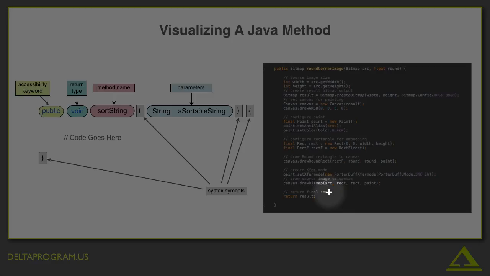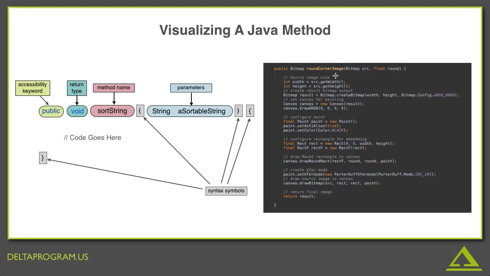The parentheses here and here are most helpful in telling us where to look for the method name. And as we can see, the method name comes before, and is in this case, roundCornerImage. So when you refer to this method elsewhere in the code, you should expect to see roundCornerImage as the name used. Notice also the camel case used to define the method name with the lowercase r, capital C, capital I.